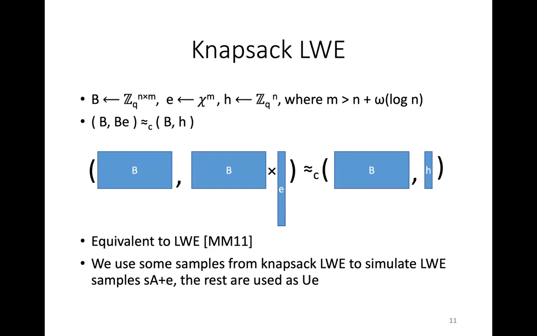The knapsack LWE assumption says that it is computationally infeasible to distinguish between two distributions. The first distribution consists of two parts. The left part is the random matrix B, which is wide, but not too wide. And the second part of the first distribution consists of the product of B and E, where E is a vector sampled according to the LWE noise distribution. On the other hand, the other distribution also consists of two parts. The left part is a randomly sampled matrix B, and the right part is a random vector H.